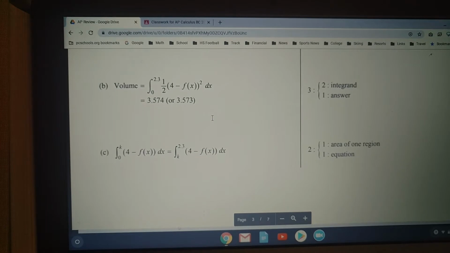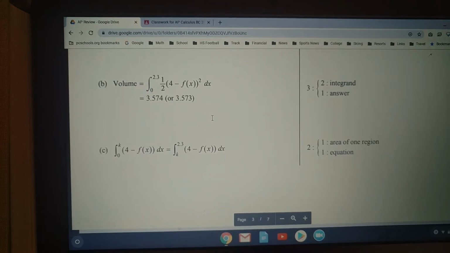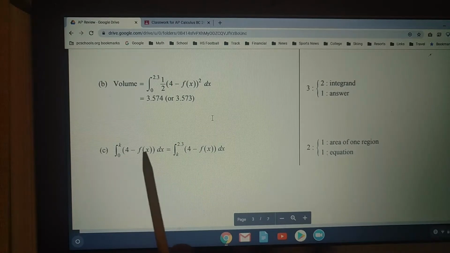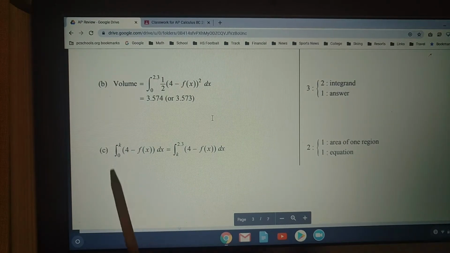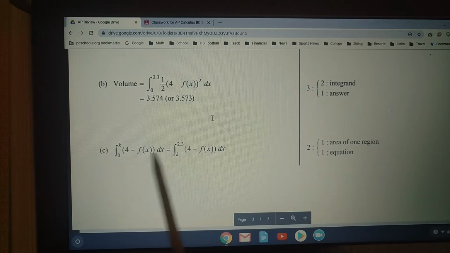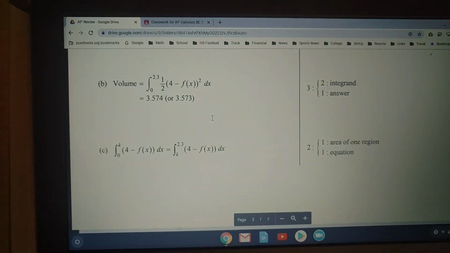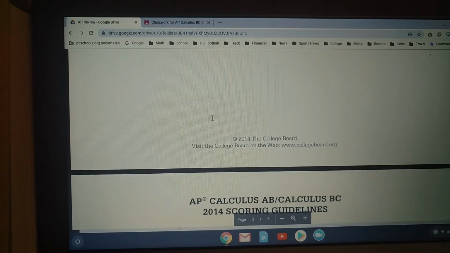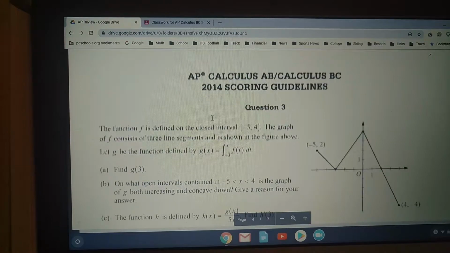Okay, part C, worth 2 points. So if you get the area of one region, that gets you a point. So if you either have this expression here or this expression here, it gets you 1 point. If you know to set them equal correctly, then you get the 2nd point. All right, let's score that out of 9. And let's move on to question 3.